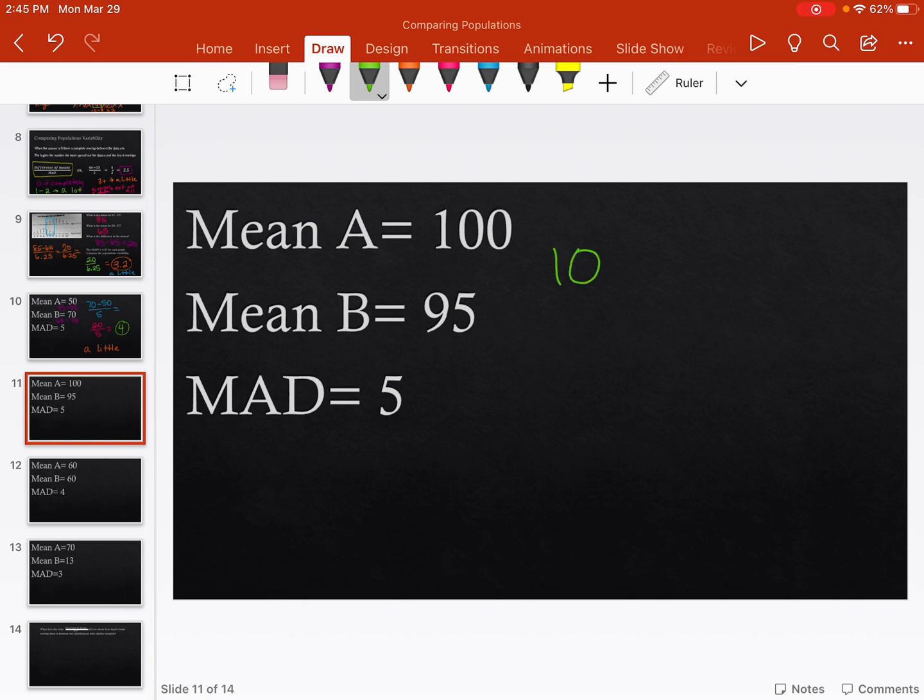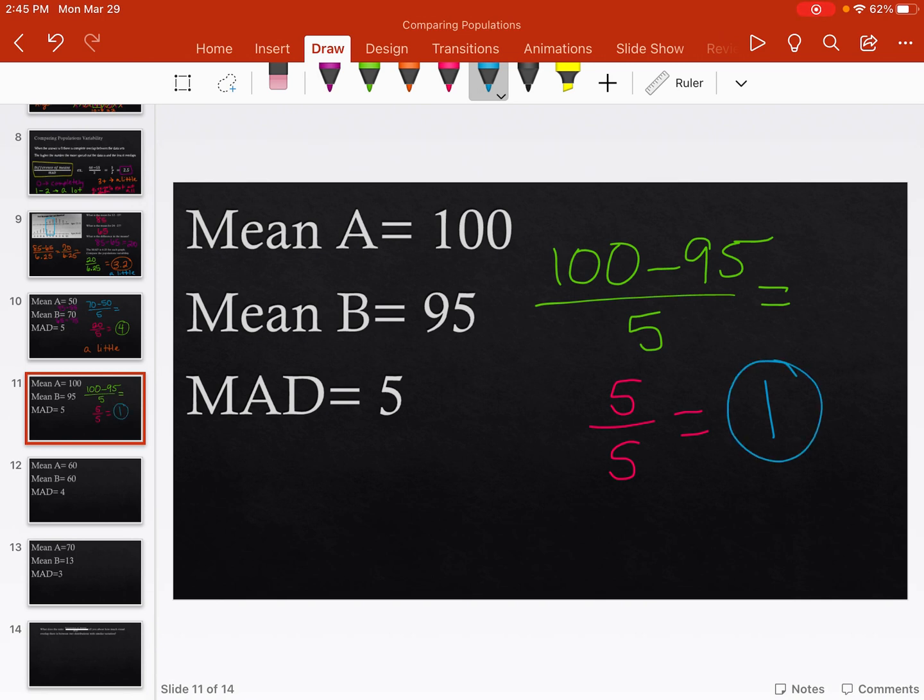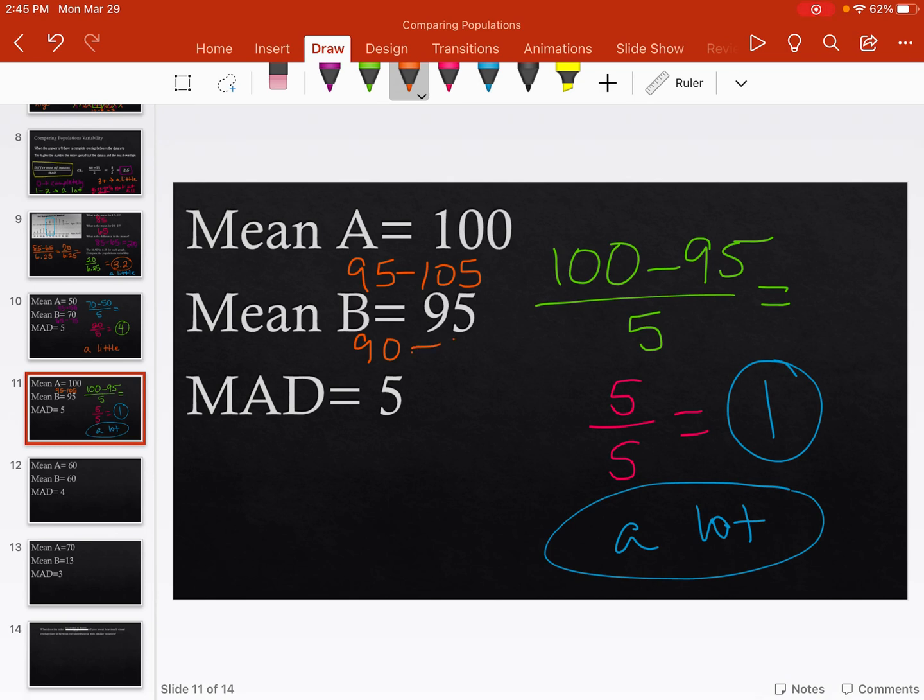All right, again, difference of the means divided by the MAD. So 100 minus 95 divided by 5, that gives me 5 over 5, which equals 1. We said 1 to 2 would be a lot. So we're going to go with a lot here. Again, if I show you that breakdown, this data set looks like it's going from about 95 to 105. This data set's going from about 90 to 100. So you can definitely see some overlap here with this one going all the way up to 100 and this one going all the way down to 95. Looks like that range of 95 to 100 is going to give you some good overlapping. Okay, so definitely a lot for that one.